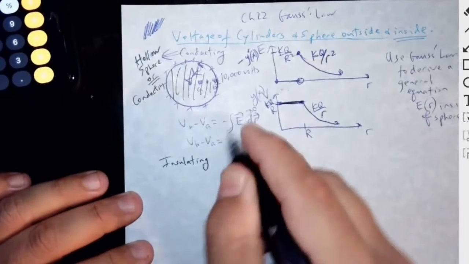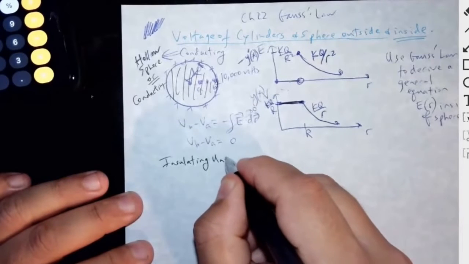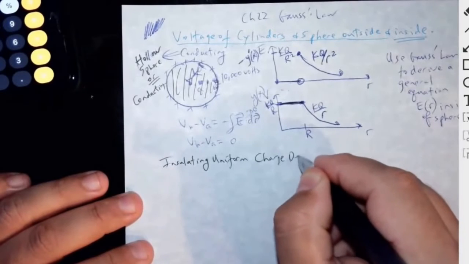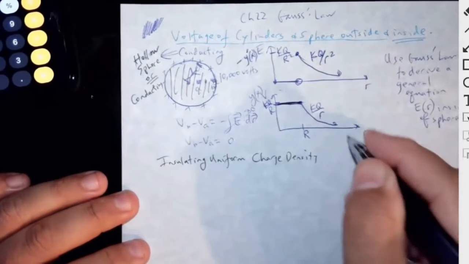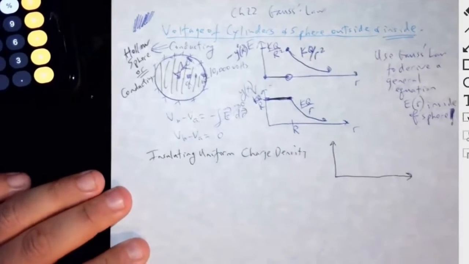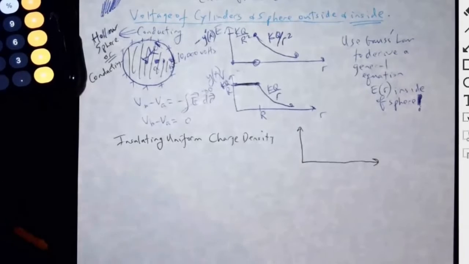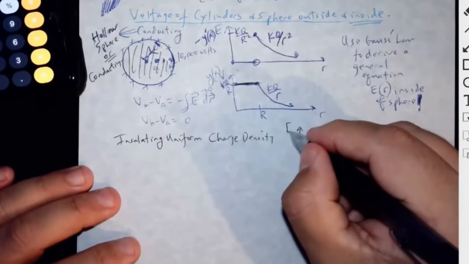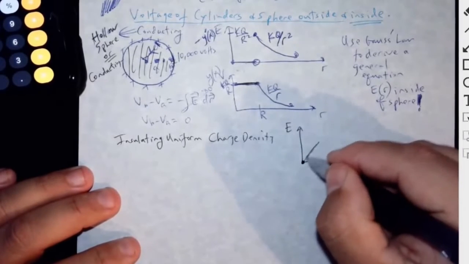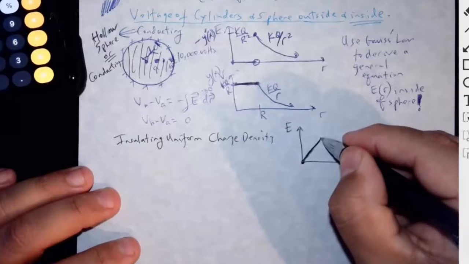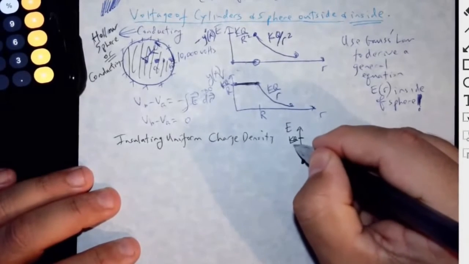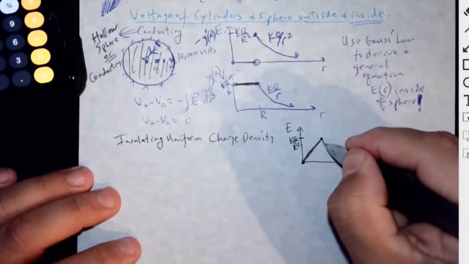Insulating, uniform charge density. We already know its electric field, so I'm not going to rederive that from Gauss's law. It's a linearly increasing function up to some point, kq over r squared, then it goes down.